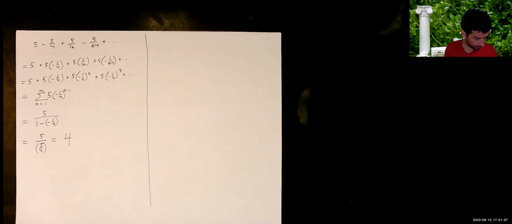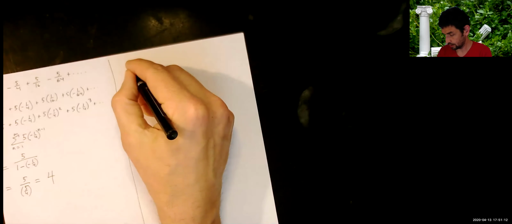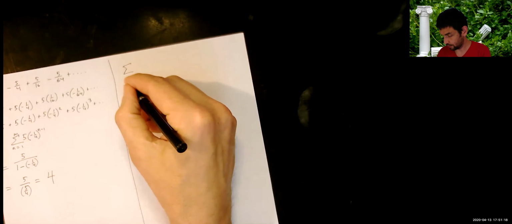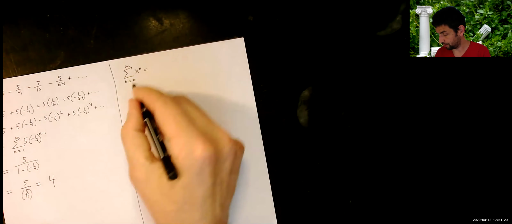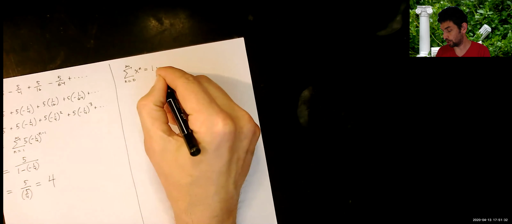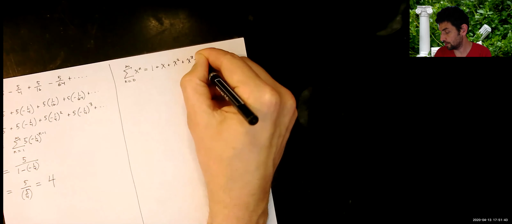All right, let's do one more thing. Let's consider this series: n equals 0 to infinity of x to the n. Right? So this is going to be x to the 0 or 1 plus x to the 1 plus x to the 2 plus x cubed, and on and on and on.